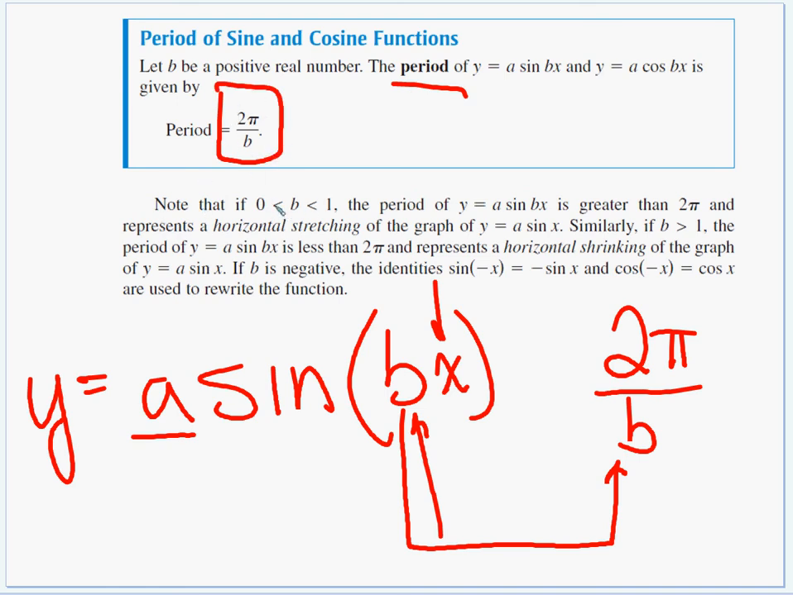Note that if that b value is a fraction, if it's less than 1 but positive, the period is greater than 2 pi and represents a horizontal stretch of the graph. It's going to stretch us out. Similarly, if b is a number bigger than 1, the period is going to be less than 2 pi. It's going to shrink us up. It's going to scrunch us up closer to the y-axis. If b is negative, forget that.